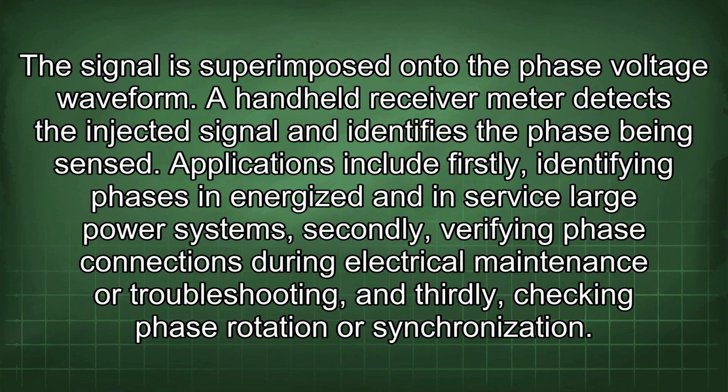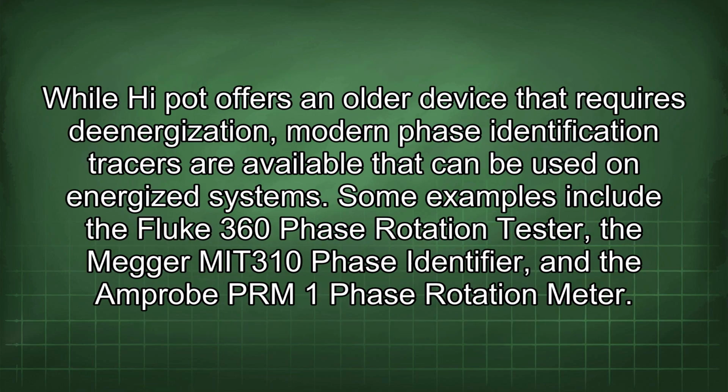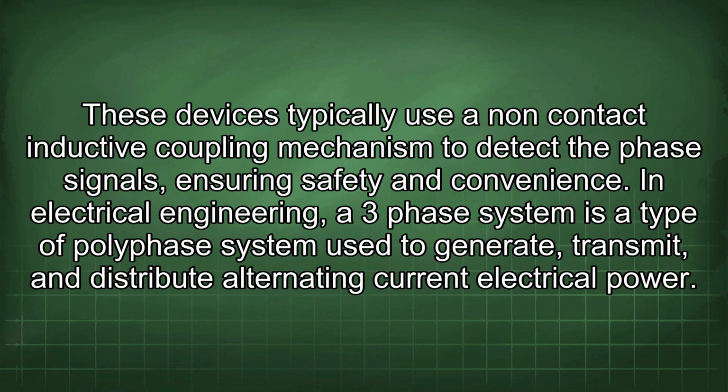Applications include, firstly, identifying phases in energized and in-service large power systems, secondly, verifying phase connections during electrical maintenance or troubleshooting, and thirdly, checking phase rotation or synchronization. While HiPoth offers an older device that requires deenergization, modern phase identification tracers are available that can be used on energized systems. Some examples include the Fuke 360 phase rotation tester, the Mega MIT 310 phase identifier, and the Ampro PRM1 phase rotation meter.